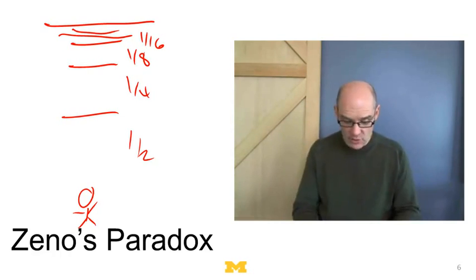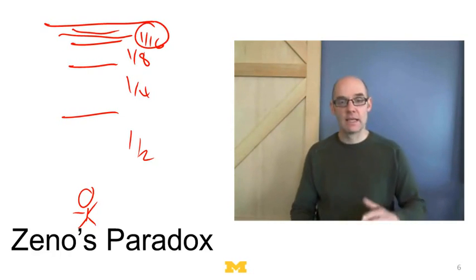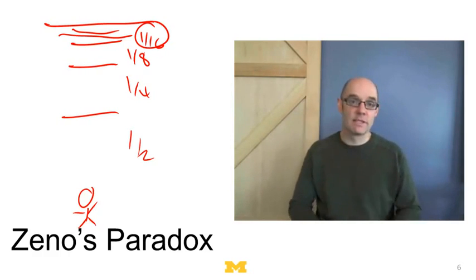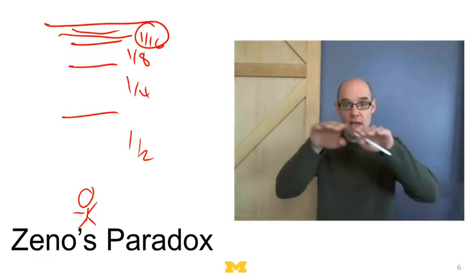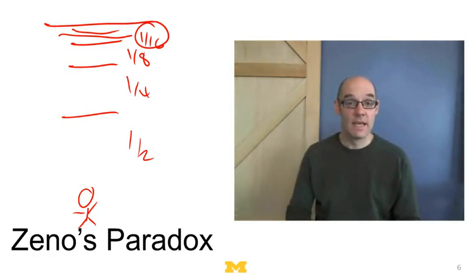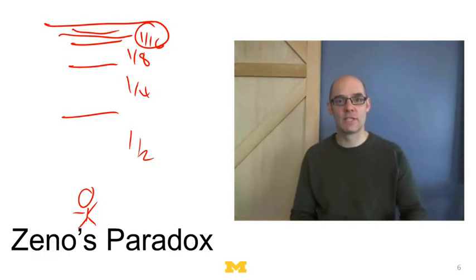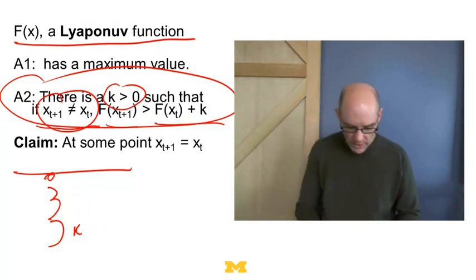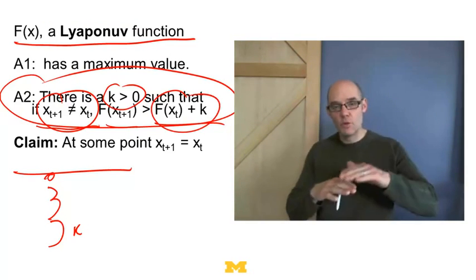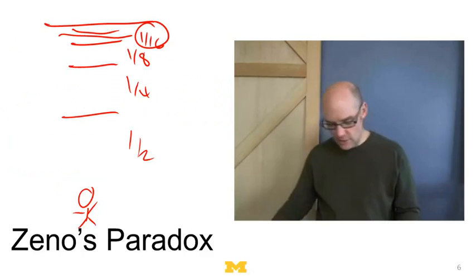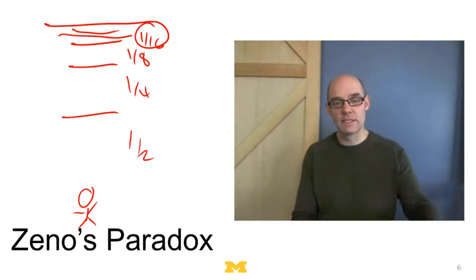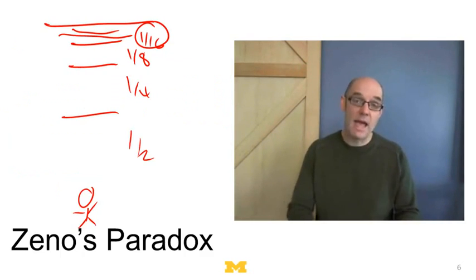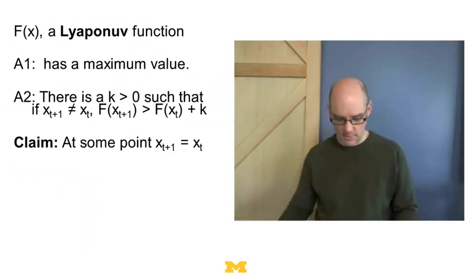But if instead I assume that each step has to be at least 1/16th, well then after 16 steps, I'm going to be out of the room. So Zeno's paradox is that you can keep making steps halfway and never actually exit. The way we get around that is we make this formal assumption that there's some k such that if you move, you go up by at least k. If you go up by at least 1/16th, then in 16 steps you're out of the room, and since you can't leave the room, that's a max, the process has to stop.